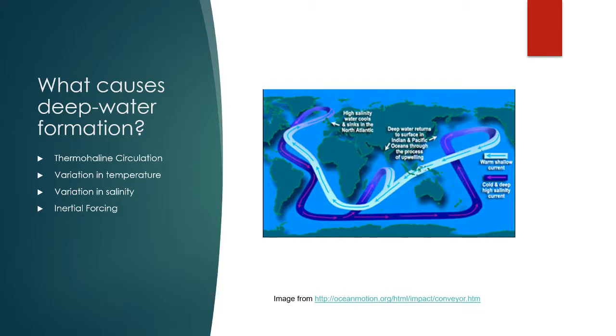Variation in the temperatures of water in this area can change the amount of deep water that can occur. Temperature and salinity both affect the density of the water. Temperature, if it increases, decreases the density of the water. However, salinity, as it increases, increases the density of the water. So both of these things cause deep water formation to slightly change.